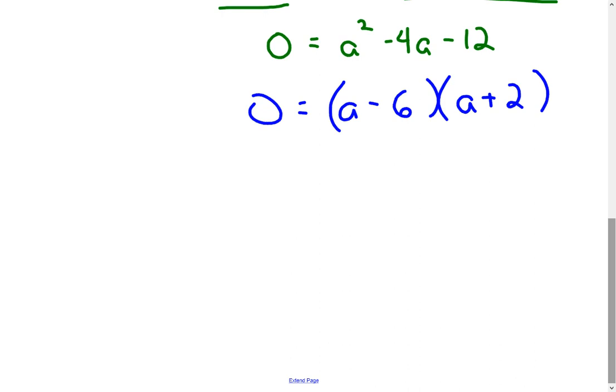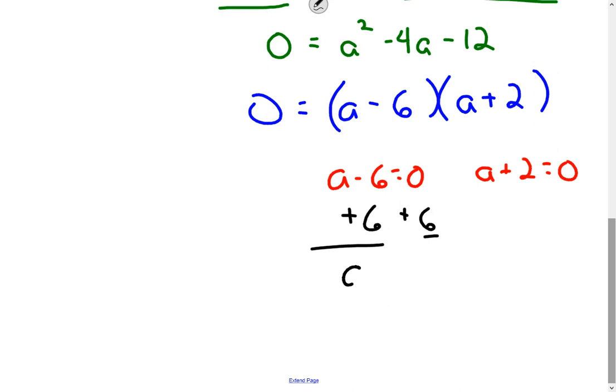Let's set each one of those factors equal to 0. And now solve these two little equations. Oops, typo. Add 6. We have a equal to 6. And a equal to negative 2.